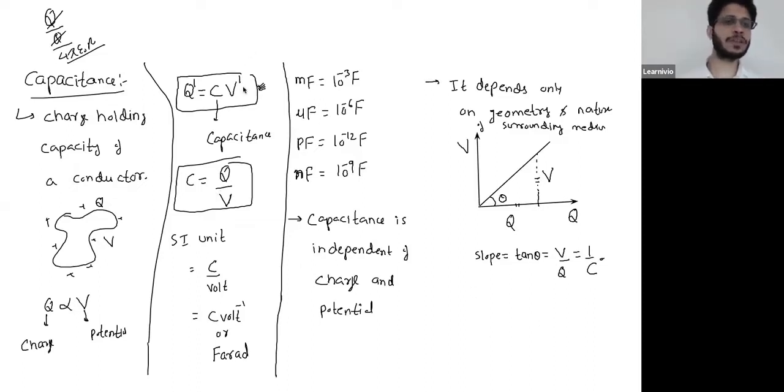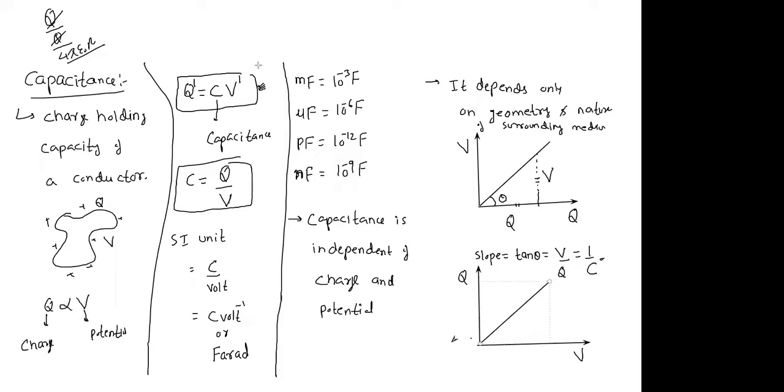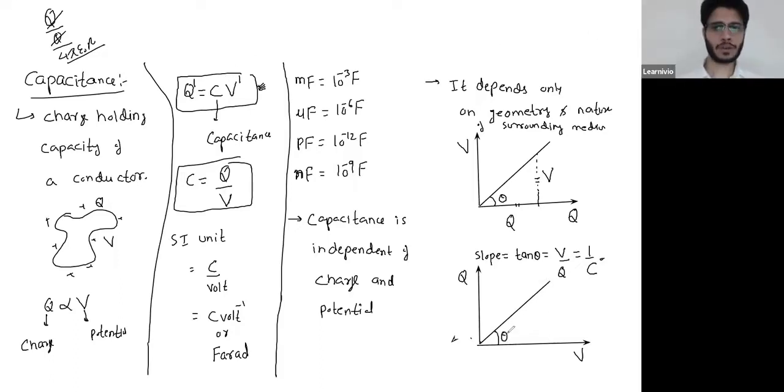Okay, if I just flip the axis. Joanna, now can you guess the slope if I just flip the axis? Like, this is my Q and this is V. Can you guess what is the value of slope now, Joanna? It will be negative. Not negative, it won't be negative. Slope is tan theta. Now this perpendicular is parallel to Q and base is parallel to V. So tan theta is perpendicular upon base. Tan theta is Q by V and Q by V is C. So now slope will be, not 1 by C, your slope will be C.